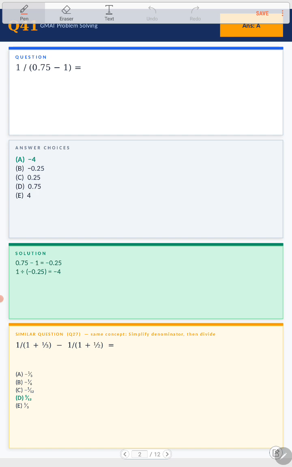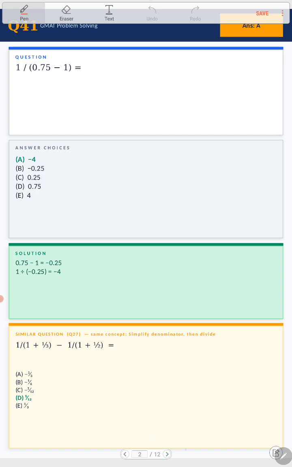0.75 minus 1 equals minus 0.25. 1 divided by minus 0.25 is minus 4. But now this is a similar question for you to try, and this is the answer, 1 over 12. So you can go ahead and try it.